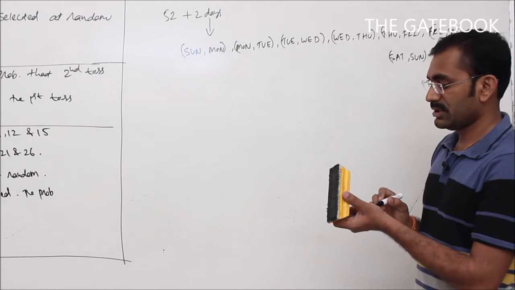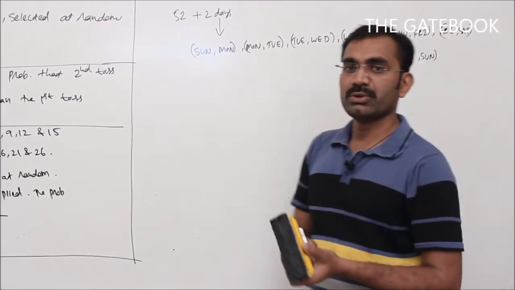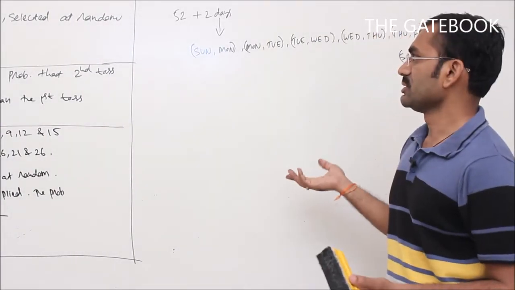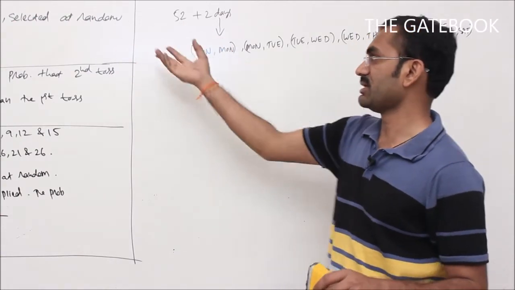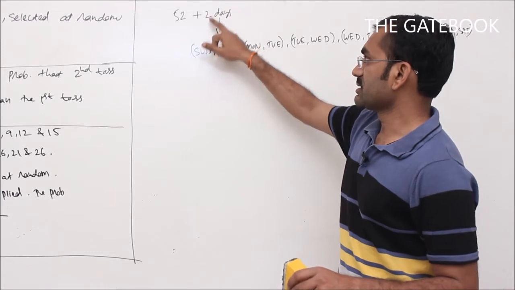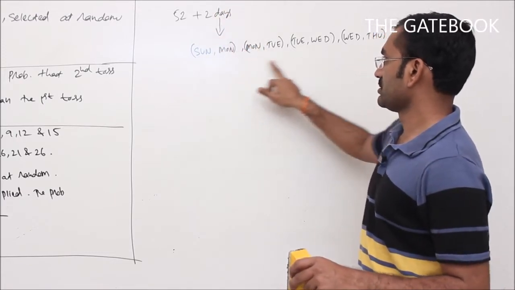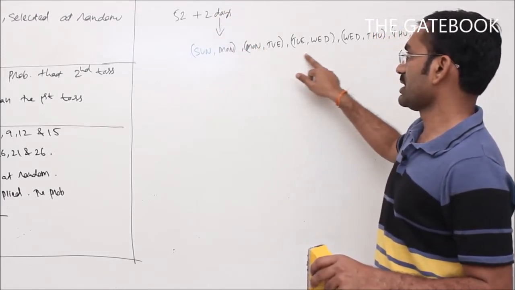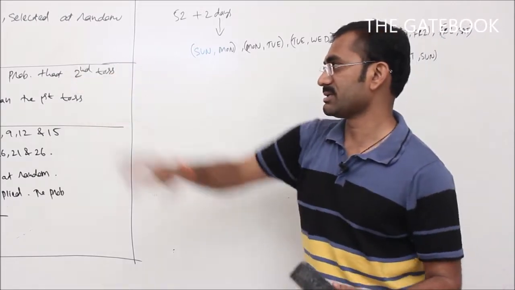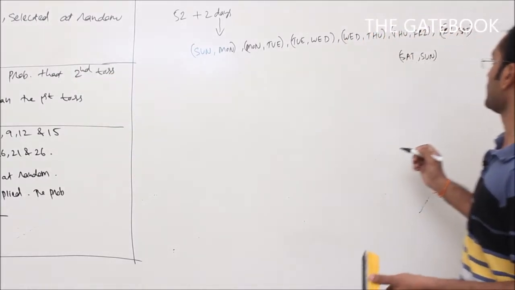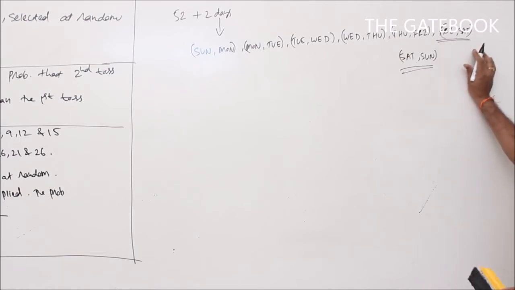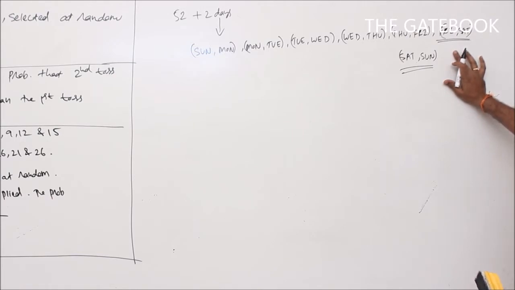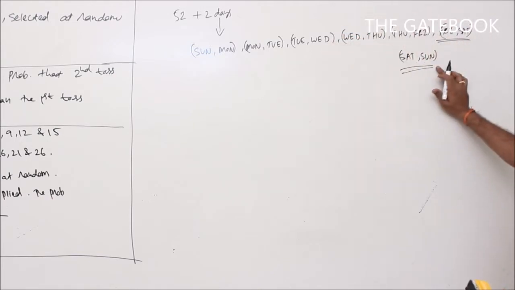So a leap year has 52 complete weeks and 2 days extra. In those 52 complete weeks we'll get 52 Saturdays, but we require 53 Saturdays. That means the 2 extra days may be any one of these combinations, Sunday Monday, Monday Tuesday, like this. But here we require only Saturday. Saturday appears in the combinations Saturday, Sunday and Friday, Saturday. So the number of favorable cases for 53 Saturdays is 2.